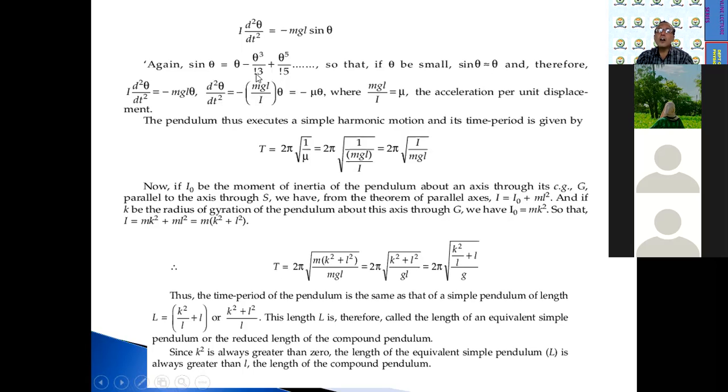Because all this bracketed quantity is constant. M, mass, constant. Small g, constant. L, constant. I, constant. Therefore, it is entirely constant. d2 theta by dt square is equal to minus mu theta, a constant.